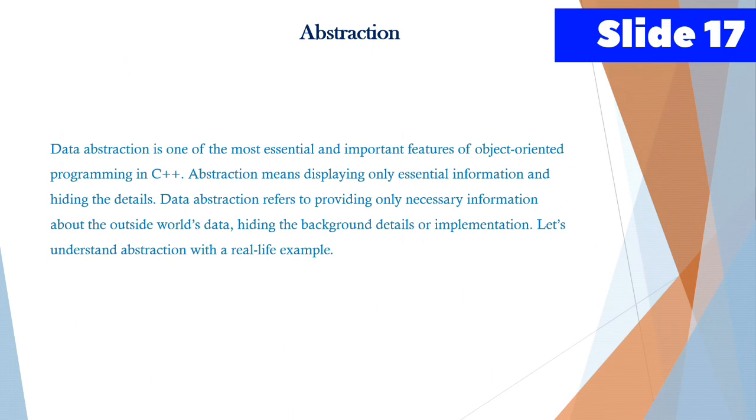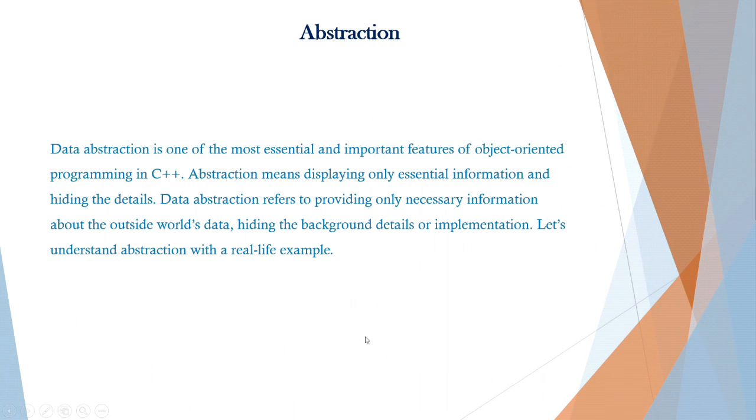So now we will read about abstraction. What is abstraction? Abstraction is one of the most essential and important features of object-oriented programming in C++. Abstraction means displaying only essential information and hiding the details. For example, when we use a class, we always try to hide the essential information in the private part or in the protected part, and we only give access to the other functions of the public part. So these things are written over here. And data abstraction refers to providing only necessary information about the data to the outside world, hiding the background details and implementation.